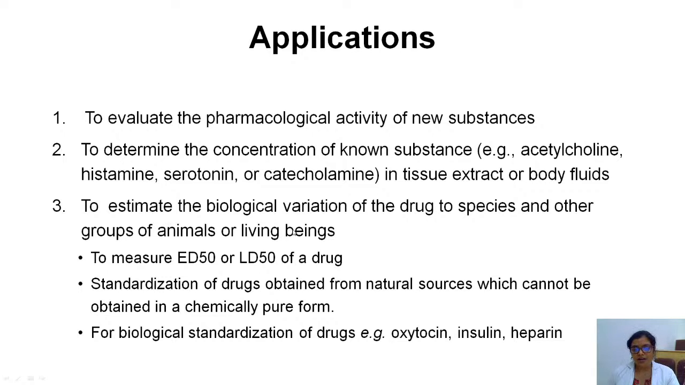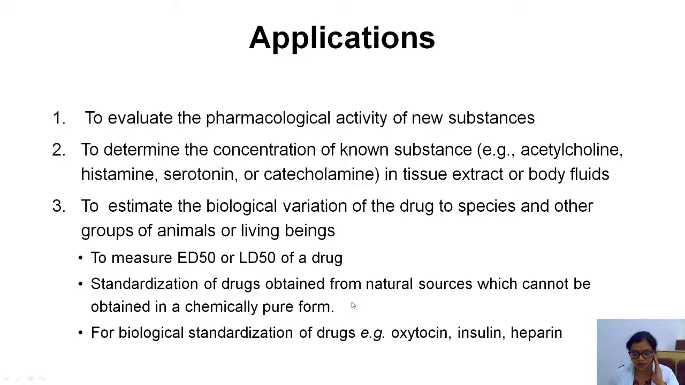It can be used for estimating the biological variation of the drug to species and other groups of animals or living beings. That is, the same amount of drug is producing different effects in different species or different individuals. So you always have a biological variation, and you can estimate that using bioassay. Similarly, it can be used to measure ED50 or LD50 of a drug, because no chemical method can determine the ED50 or the LD50. ED50 means the effective dose 50, and LD50 the lethal dose, the dose at which 50% of the population is dying. So for that you need a biological system to measure this.